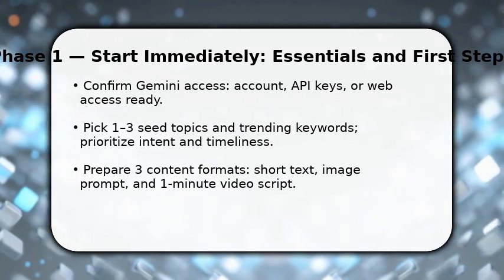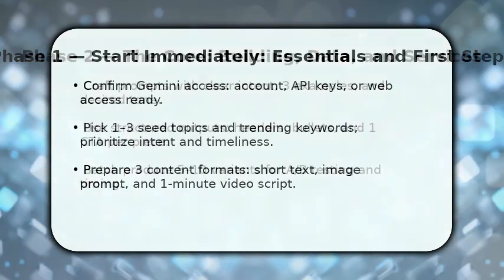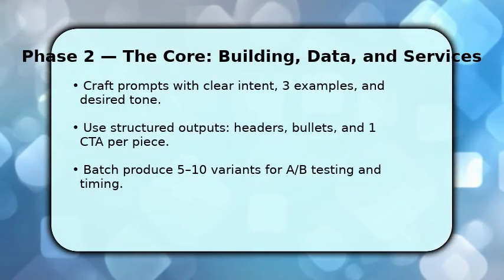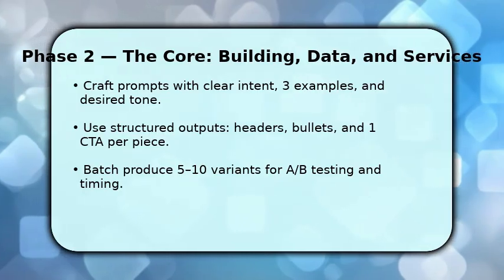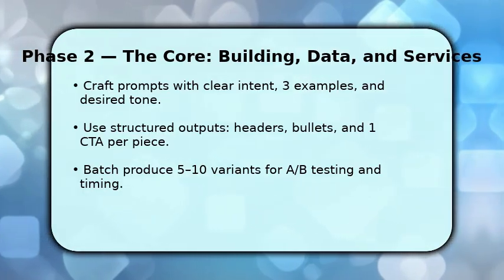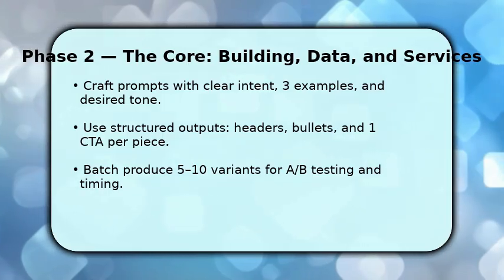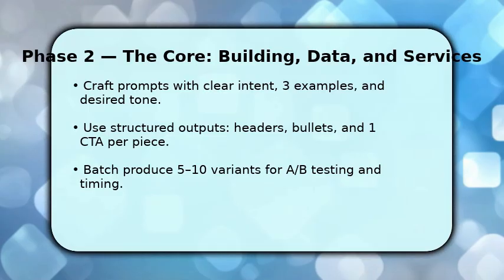You now optimize execution. Design prompts that state intent, include 3 examples, and specify the exact tone. This reduces ambiguity and improves Gemini's output. Then format outputs for consumption. Include headers, bullets, and 1 clear call to action so the model favors scannable snippets.